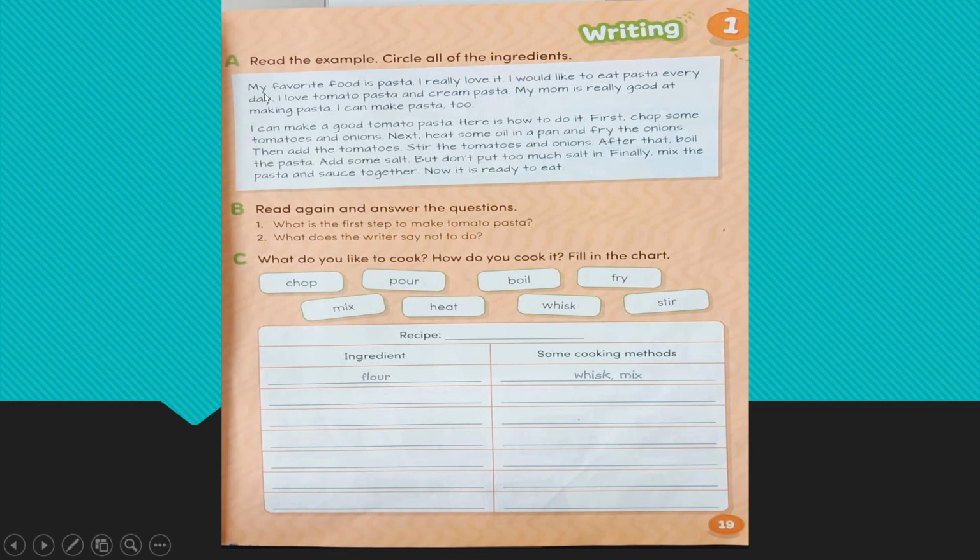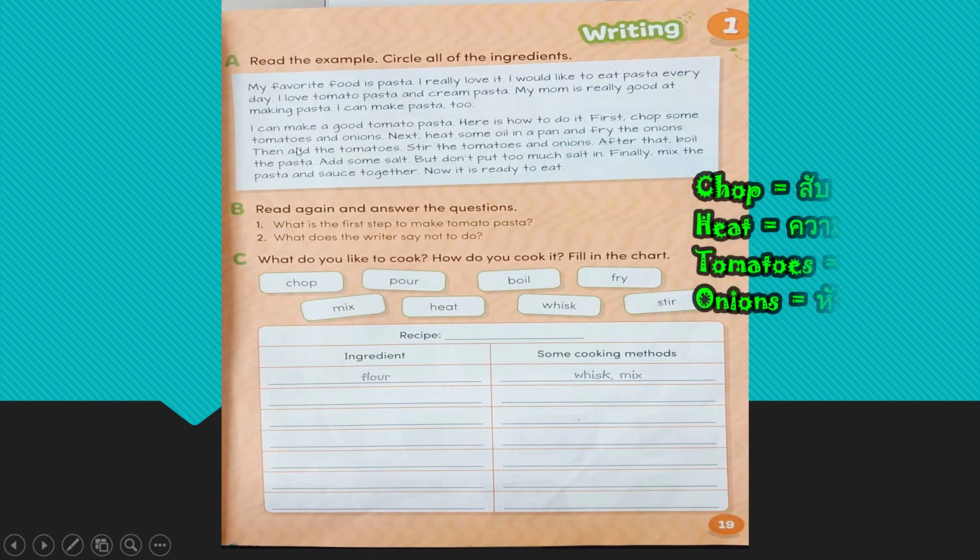Here you have to read: My favorite food is pasta. I really love it. I would like to eat pasta every day. I love tomato pasta and cream pasta. My mom is really good at making pasta. I can make pasta too. I can make a good tomato pasta. Here is how to do it.